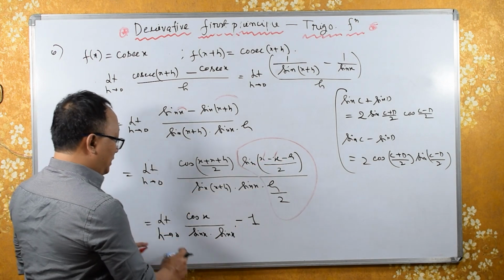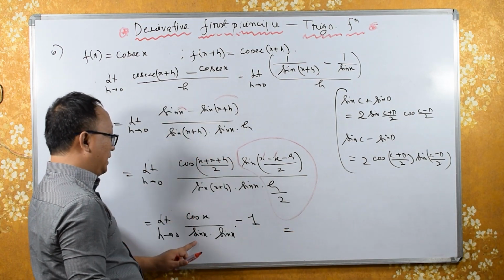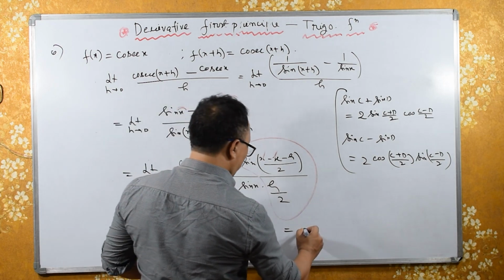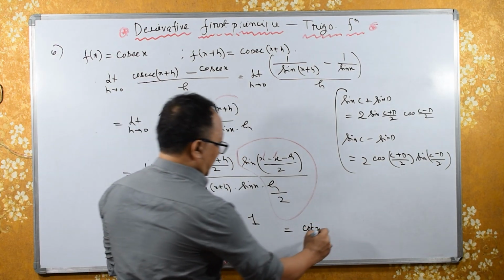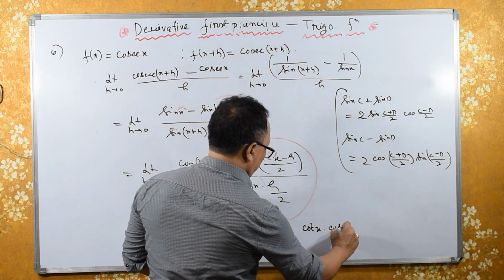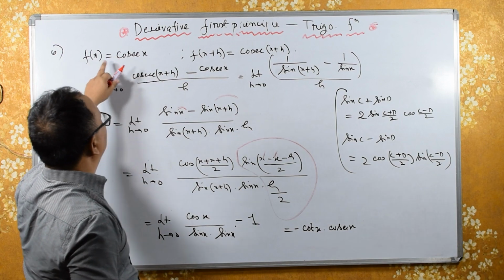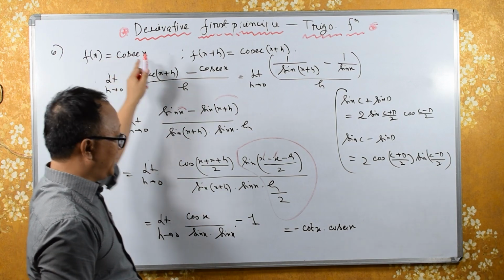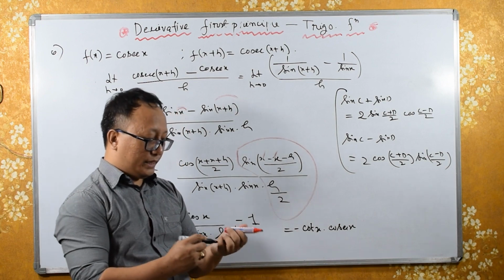When h tends to 0, we don't have any h over here. So cos by sine is cot. Cot of x into 1 by sine is cosec. Cosec x minus. Therefore, if f of x equals cosec x, then its differentiation is minus cot x into cosec x.